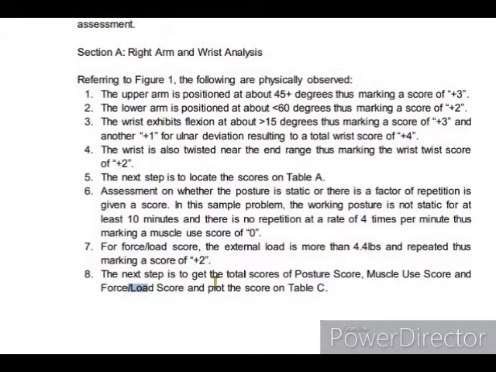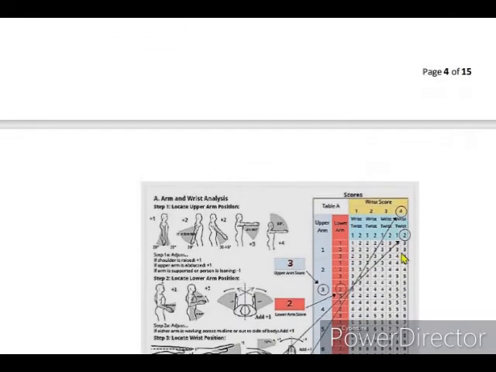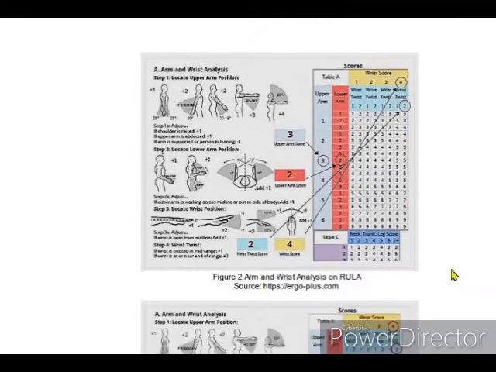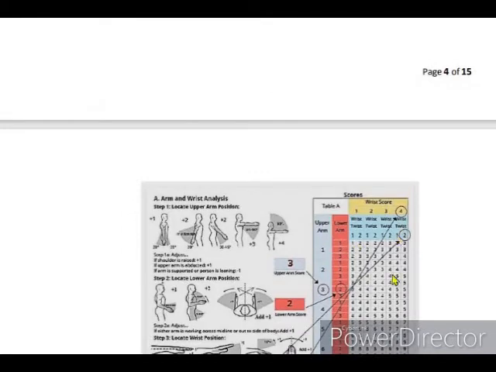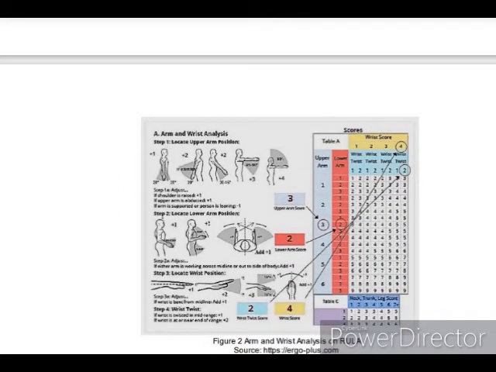Okay? So, the next step is to get the total scores of posture score, muscle use score, and force or load score, and plot the score on table C. So, mayroon table C. So, saan yung table C? So, dito, walang table C. Table A nakalagay. So, basta table na lang. Okay? Plot on a table like this. So, ito yung zoom natin.